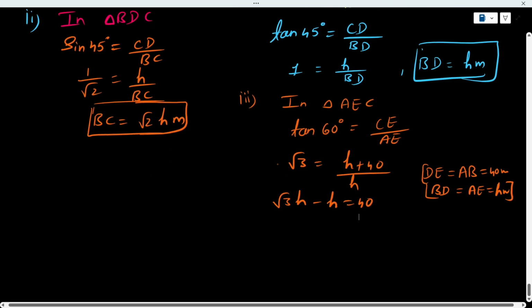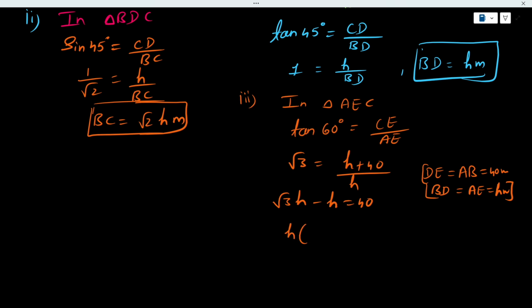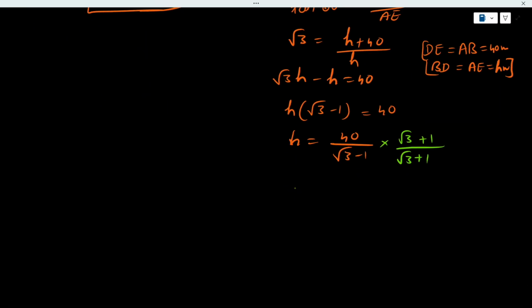Here I need to do the rationalization. Here h is common. Root 3 minus 1 is 40. If I transpose, h value will be 40 by root 3 minus 1. And after that, we have to do the rationalization. What is going to be the rationalization? Root 3 plus 1, the rationalizing factor that you have learned in grade 9. Now do not open the bracket in the numerator.